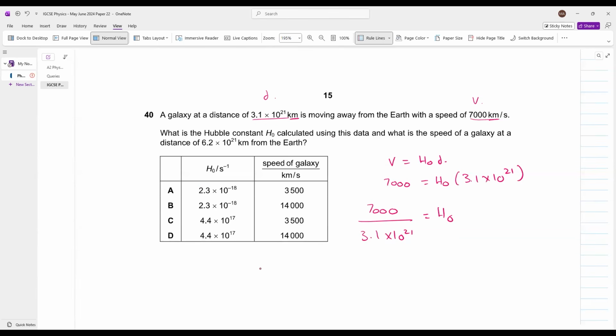3.1 times 10 to the power of 21. H naught comes out to be 2.3 times 10 to the power of minus 18.